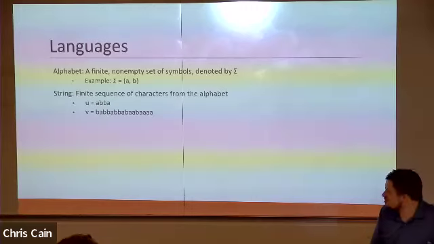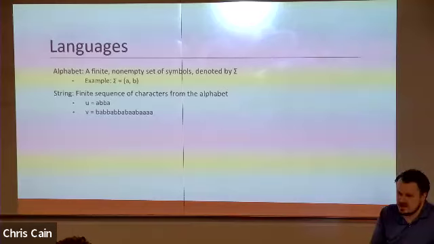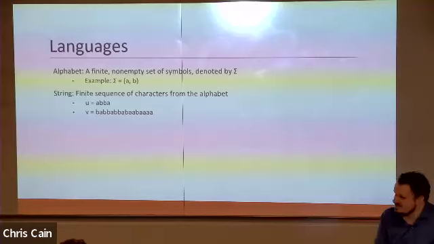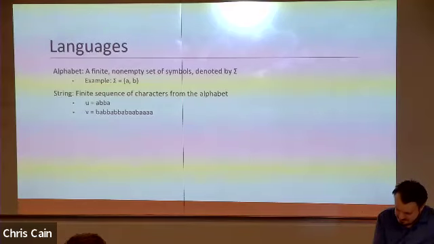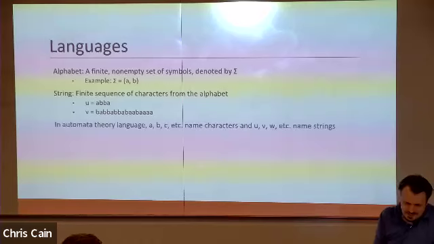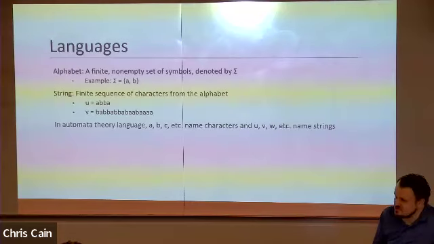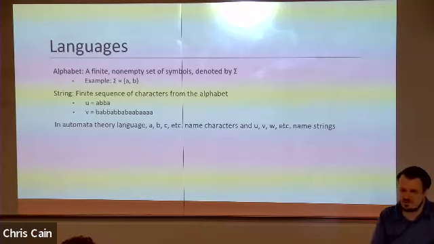So we can say the string u is the sequence of characters A, B, B, A. The string v is defined to be the sequence of characters B, A, B, B, A, B, B, A, B, A, A, B, A, A, A, A. In general, A, B, C, starting at the beginning of the alphabet, is going to name characters, and lowercase letters toward the end of the alphabet will denote strings. That's just something that we will frequently see throughout the course.